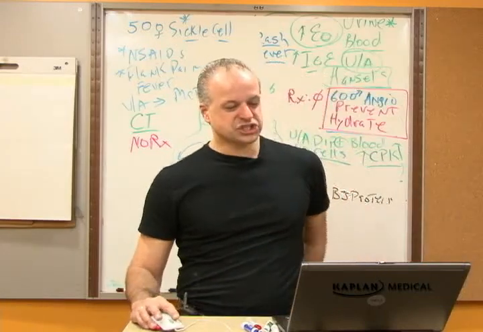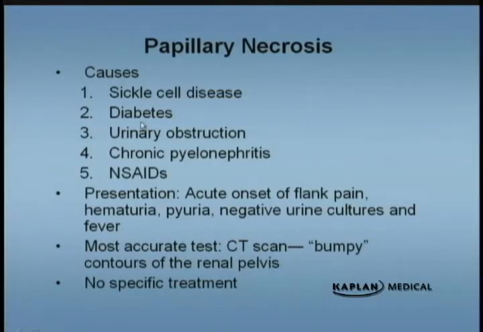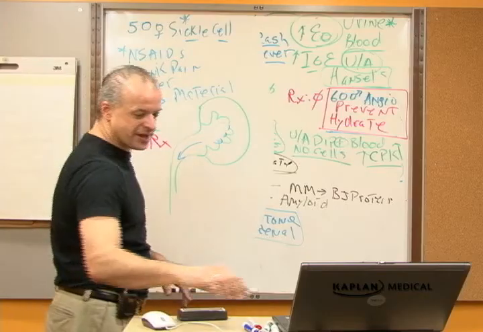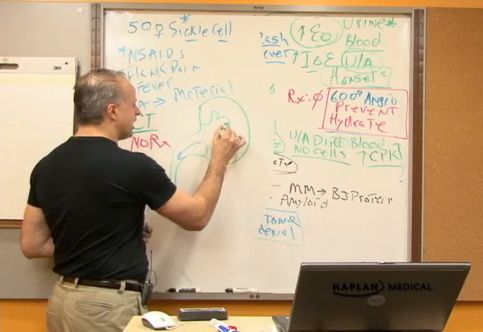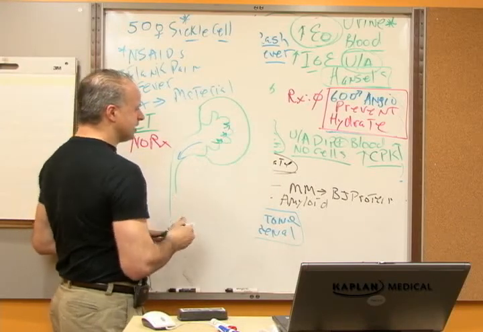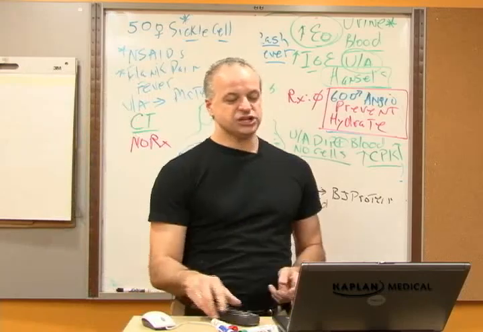Papillary necrosis occurs in sickle cell disease and diabetics. This is really saying, hey, who's got underlying renal disease? Sickle cell, diabetes, obstruction, chronic pyelonephritis: all underlying renal disease. It looks like a person who's got pyelonephritis, and now your CT scan shows that it's bumpy and lumpy because I just sloughed off part of my kidneys. Lumpy, bumpy, no therapy.